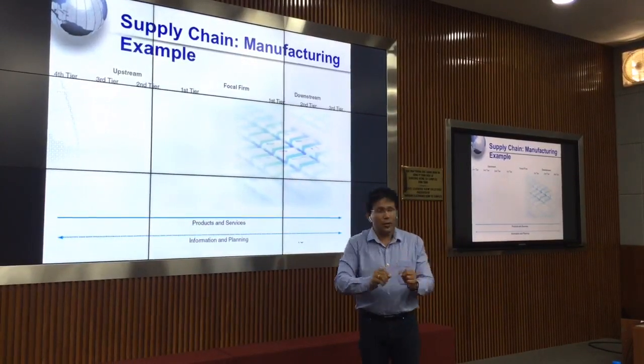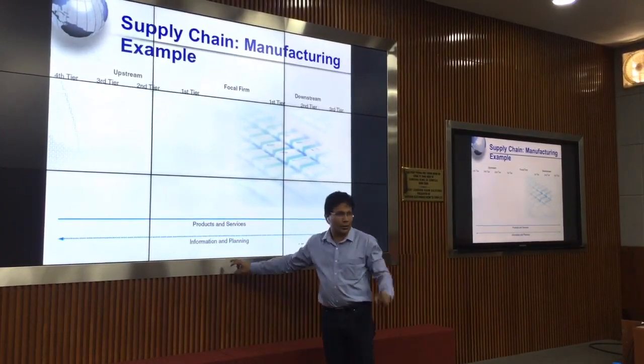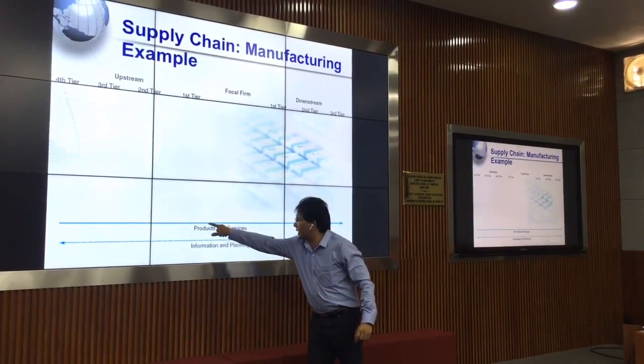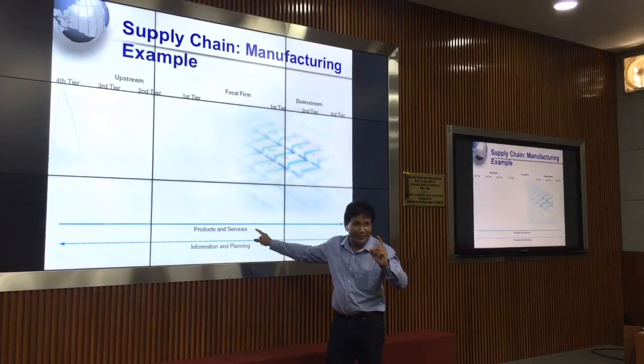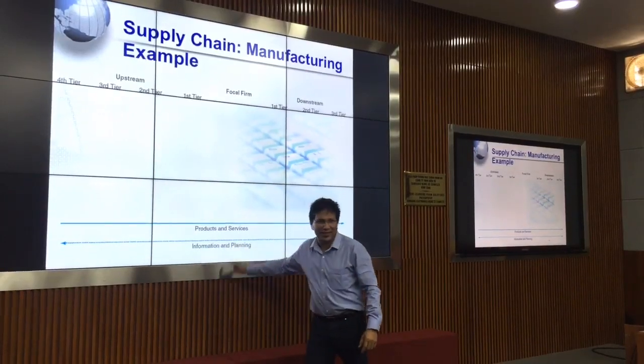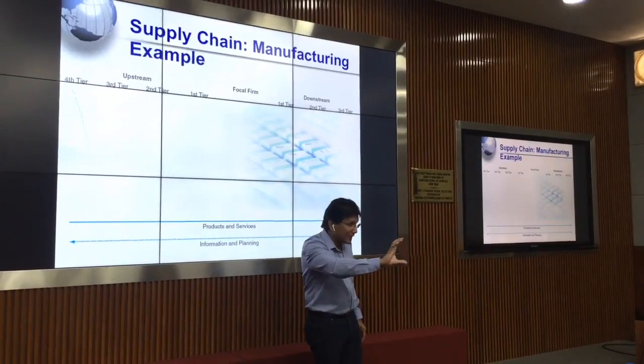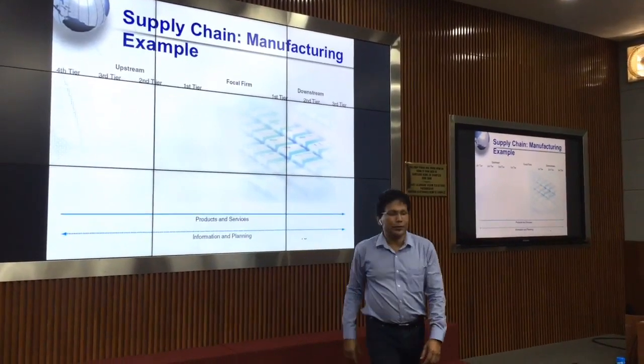At the same time, you also have information. Remember, always when you see the process, if you see a straight line, it is material. If you see a dotted line, it always means information. This is process flow standards. Now look at the information flow.